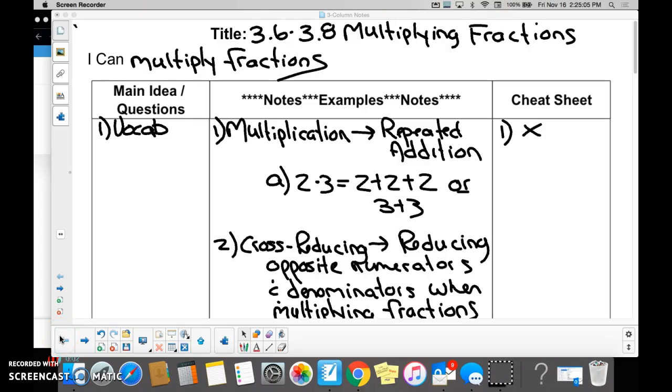3.6 is multiplying fractions. All right, so you guys, thank you, Dominic. The reason it's 3.6 and 3.8 is we combined 3 lessons into one. Essentially, we are multiplying fractions.